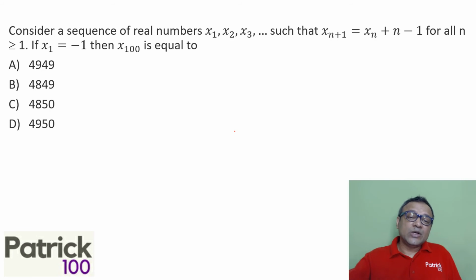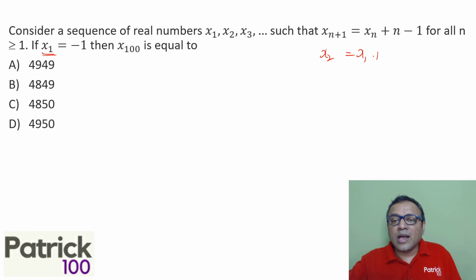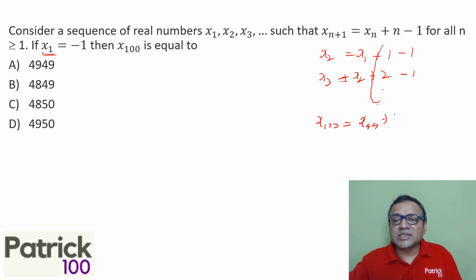Okay, consider a sequence of real numbers. Now I know x1. And every time I add to get the next term. To get x2, I'm adding plus 1 minus 1. For x3, I'm adding to x2 plus 2 minus 1. So what I'm adding is plus 1, plus 2, plus 3, up to x100, where I'll be adding to x99 plus 99 minus 1. So I'll be adding plus 1, plus 2, up to plus 99, which is an AP.